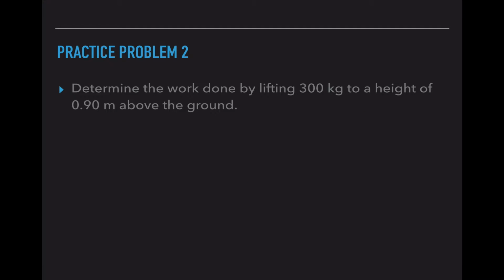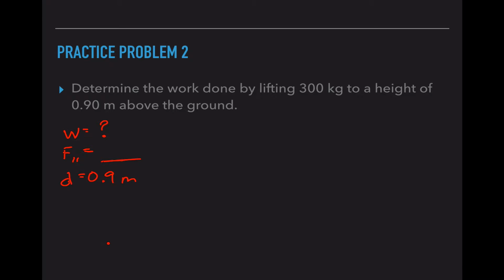Practice problem number 2 is a little bit different because now instead of moving left or right, we're going to be lifting something. Determine the work done by lifting 300 kilograms to a height of 0.9 meters above the ground. Again, our equation: work, force parallel, and distance. I know my distance is 0.9 meters. We're solving for work, so our issue is they don't give us newtons. So what do we place here?